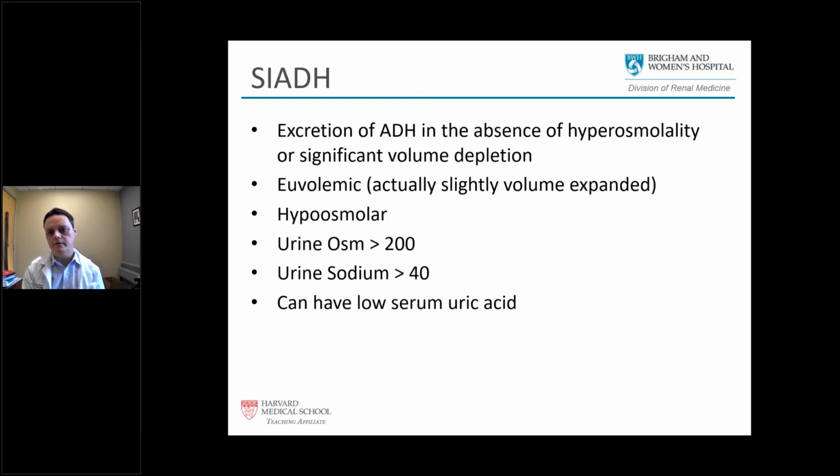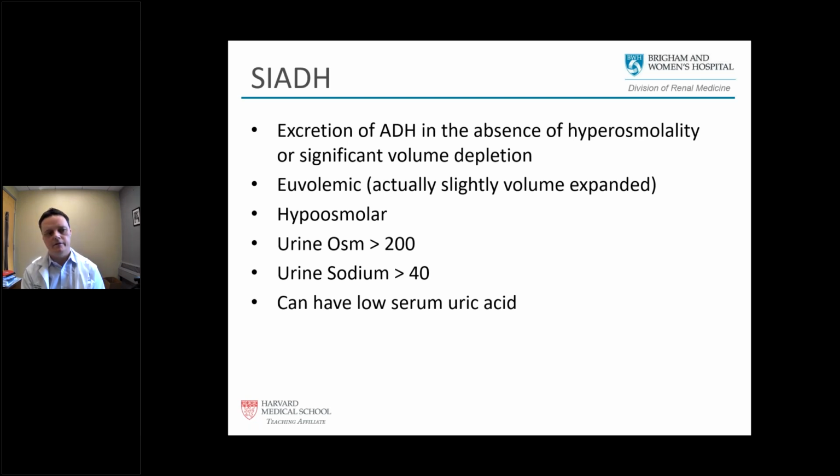This is excretion of ADH in the absence of hyperosmolality or significant volume depletion. These patients are usually euvolemic, they're hypoosmolar, their urine osmolality is greater than 200, and their urine sodium is greater than 40, though they may have a low urine sodium. So this is probably the most common cause of hyponatremia that we see apart from low volume. And it's really important to recognize it because it is managed a little bit differently from hypovolemic hyponatremia.